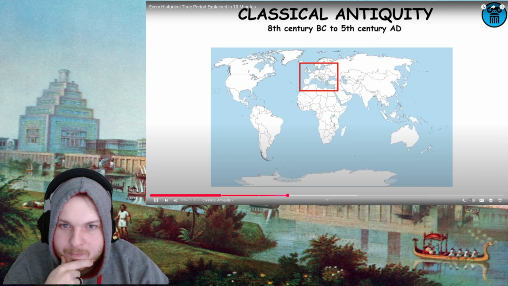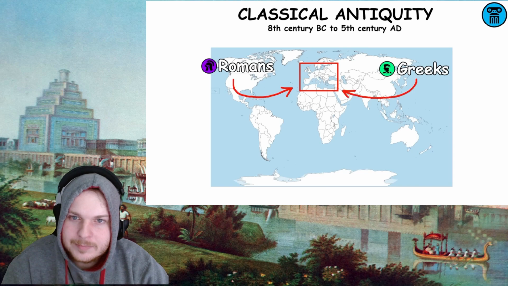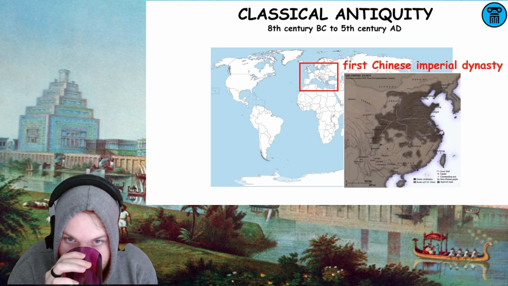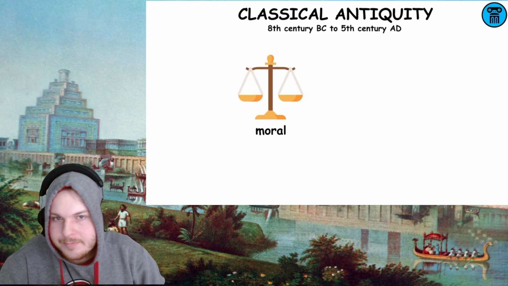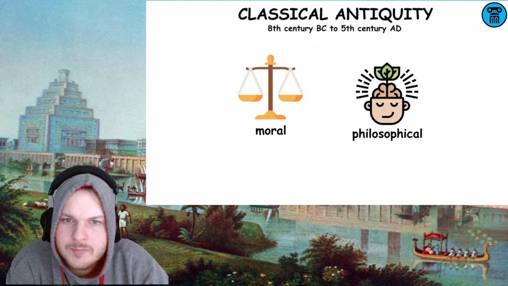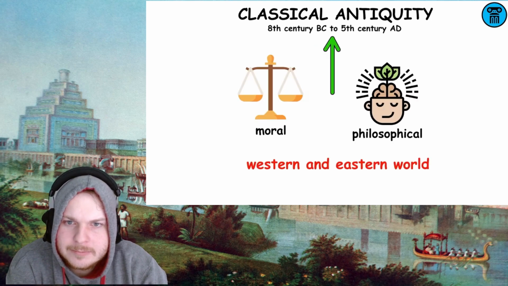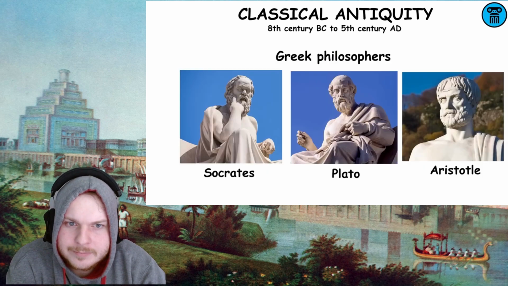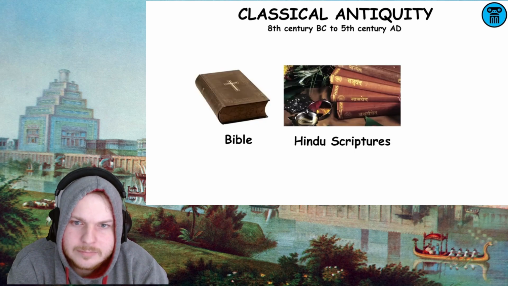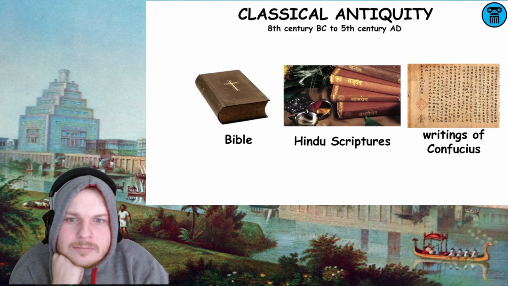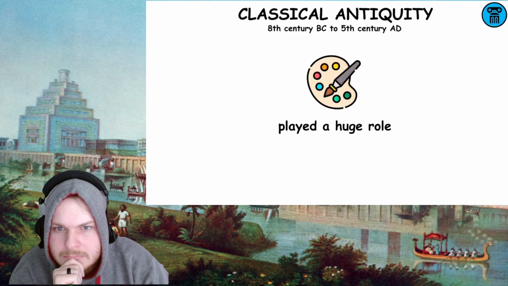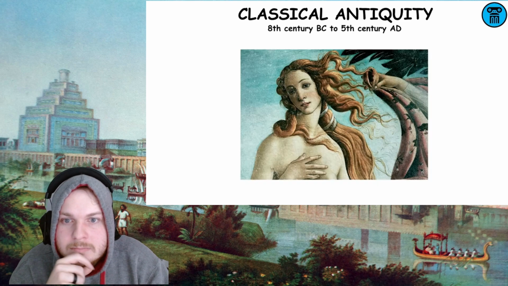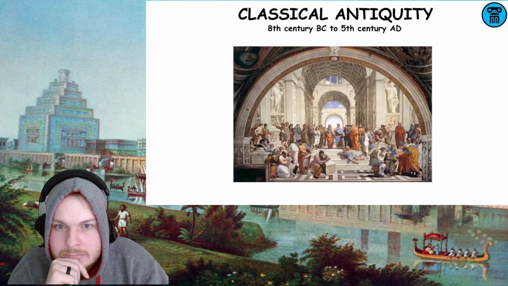In the western part of the world, the Greeks and Romans laid the foundation for what would become known as Western civilization, while the eastern part had the first Chinese imperial dynasty. The moral and philosophical foundations of today's Western and Eastern world belong to this period, as Greek philosophers such as Socrates, Plato, and Aristotle lived in it. The Bible, the Hindu scriptures, and the writings of Confucius also belong to this era. Art played a huge role, as classical art pieces are still considered to be some of the best ones in history and have inspired future artistic currents.